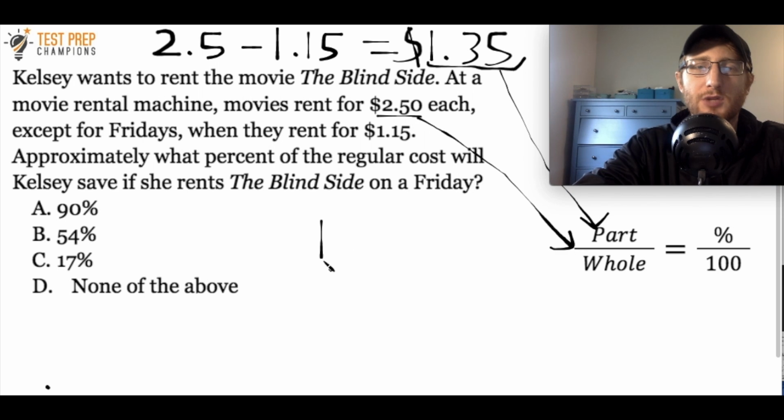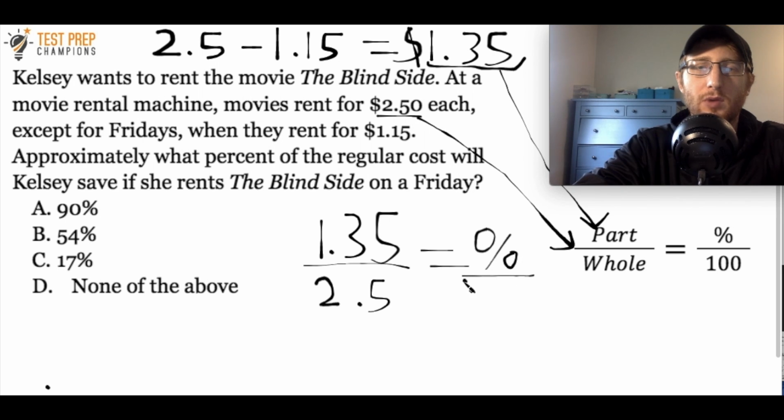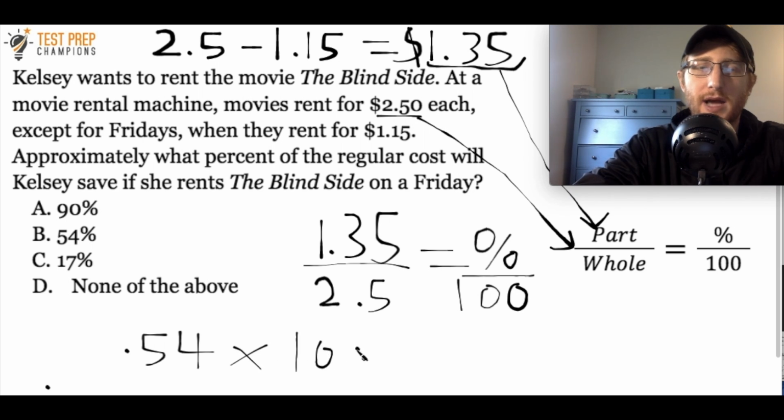So when I do this, here's what I'll have. I'll have 1.35 over 2.5 equals percent over 100. And so when we do 1.35 divided by 2.5 in our calculators, we get 0.54. So 0.54, the last thing we have to do is multiply that by 100. And if we do that, we're going to get 54%.